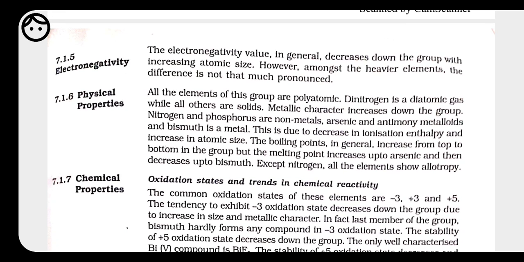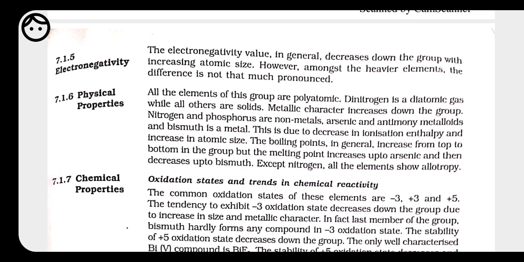oxidizing and reducing property. But for the introduction, this much is sufficient. Now we will talk about the physical properties. All the elements of this group are polyatomic. Monoatomic means they can exist in single form, but polyatomic means they can exist in di, tri or any form. So dinitrogen is a diatomic gas, while others are solid.